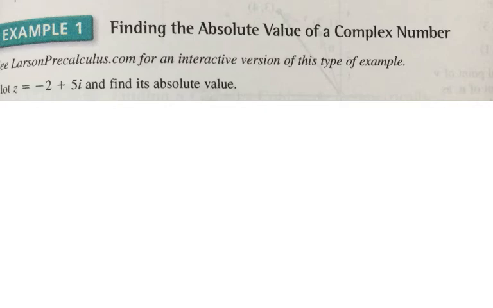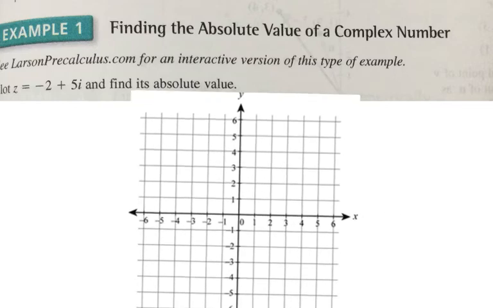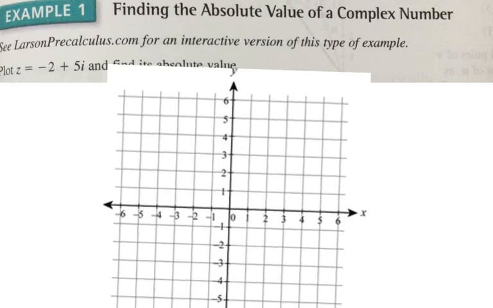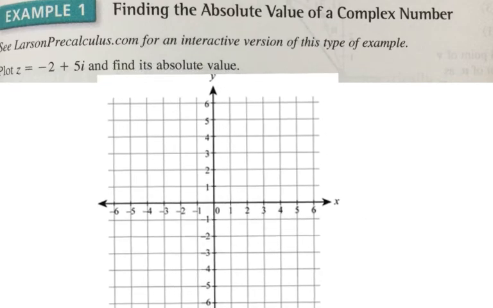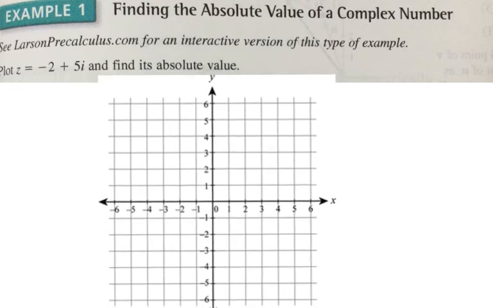So let me find my coordinate plane. It's been a while since I've had to use it. There it is. Okay, so remember, my x-axis represents my real part. So in this number, the real part is -2. The imaginary part is 5. That means I'm going to go left 2, up 5. And right there would be my point z.